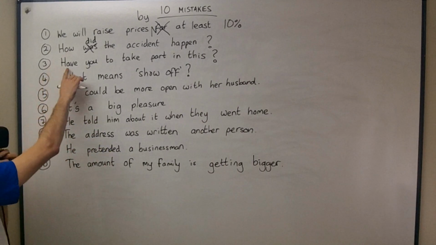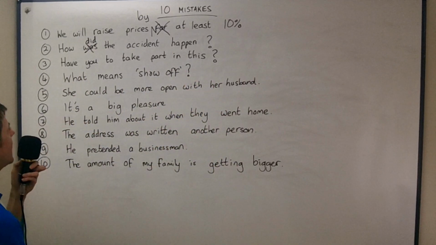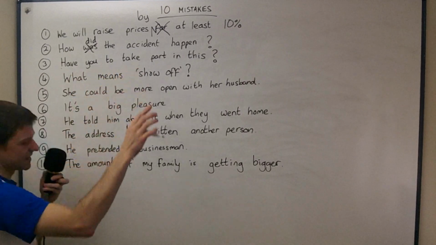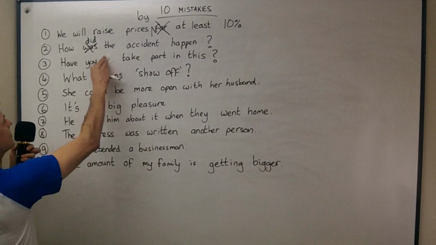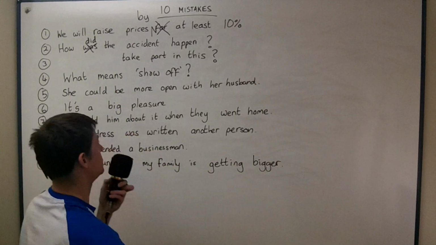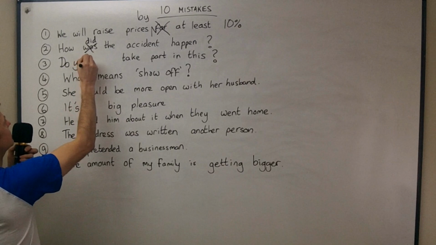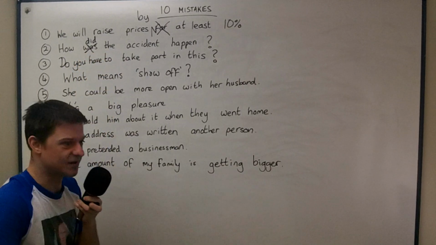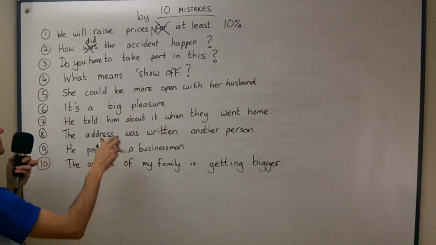Okay, number 3, have you to take part in this? This is a modal verb mistake, and the mistake is with have to. We don't say have you to take part in this. That's not how we make a question with this modal verb. We say do in present simple. Do you have to take part in this? Have is for present perfect, not for present simple. Have you had to do something like that, but it's not very common. Do you have to take part in this?